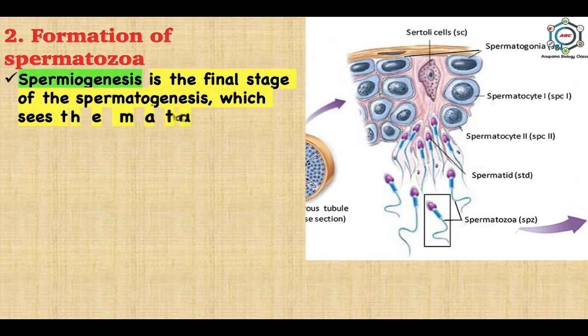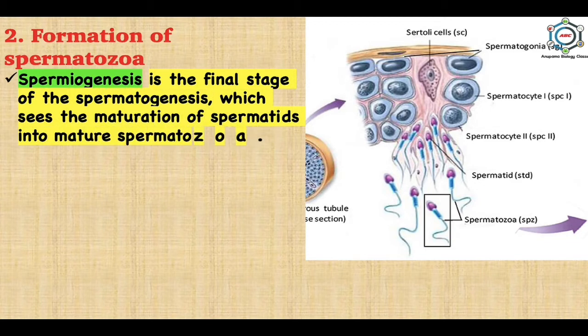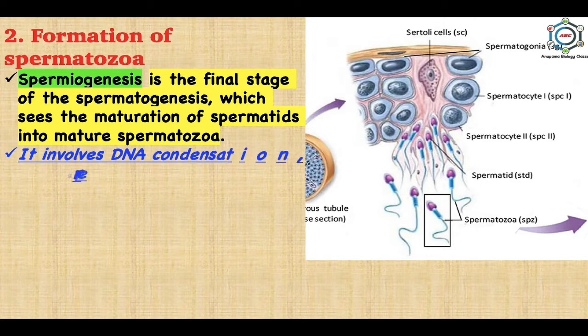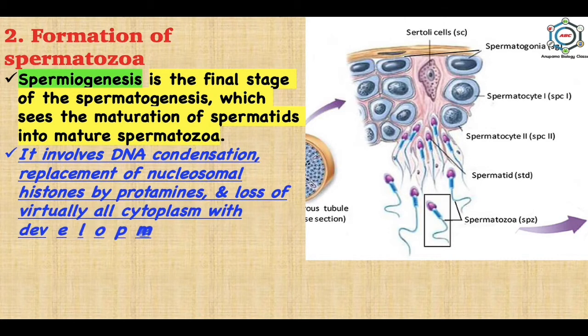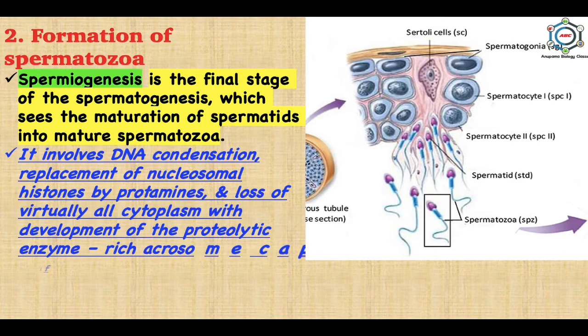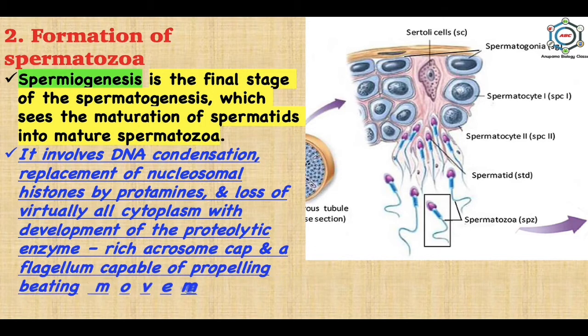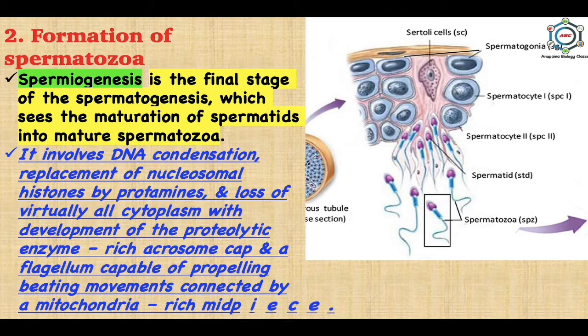Spermiogenesis is the final stage of spermatogenesis, which sees the maturation of spermatids into mature spermatozoa. It involves DNA condensation, replacement of nucleosomal histones by protamines, and loss of virtually all cytoplasm with development of the proteolytic enzymes-rich acrosome cap, and a flagellum capable of propelling beating movement connected by a mitochondria-rich midpiece.